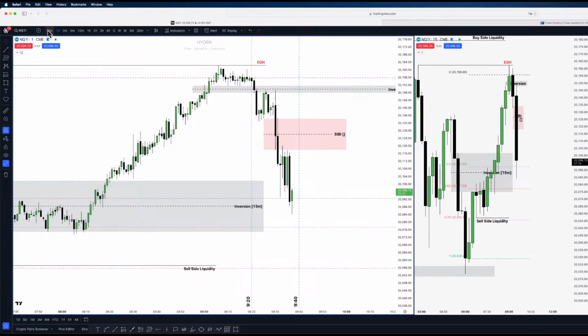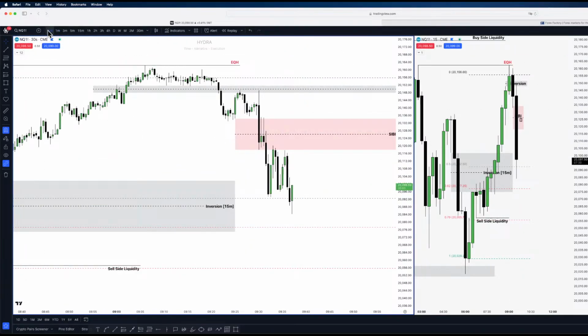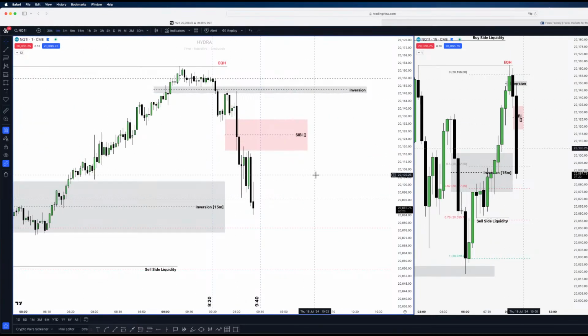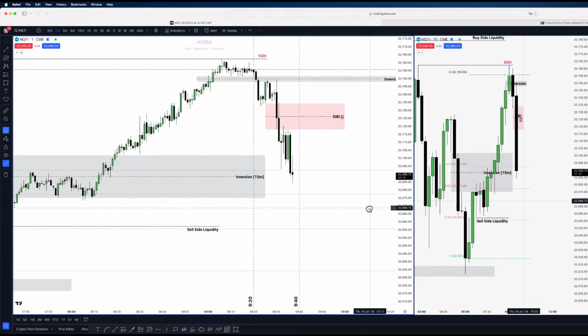Okay, I think we'll have a breaker. Yes, on the 30-second chart we have a potential. We probably will see a breaker here, a bullish one. OTE coming down here.